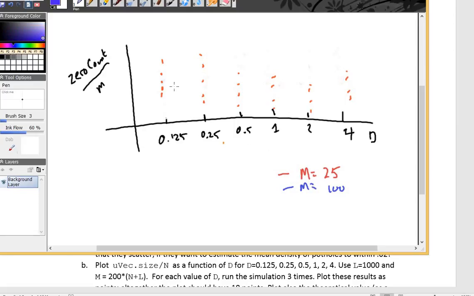Then for m equals 100, you'll have 5 values here, 5 values here, etc. Then also you're going to have the theoretical value, d, so just make a dotted line across like this. All right, so that's pretty much what your graph should look like.